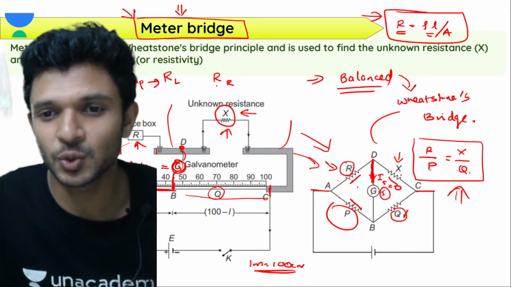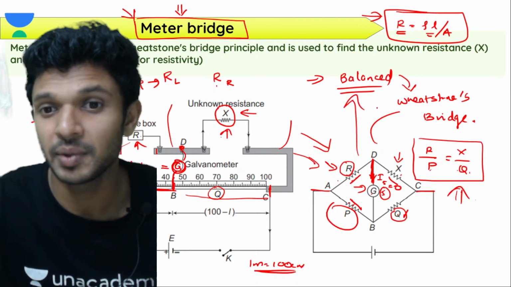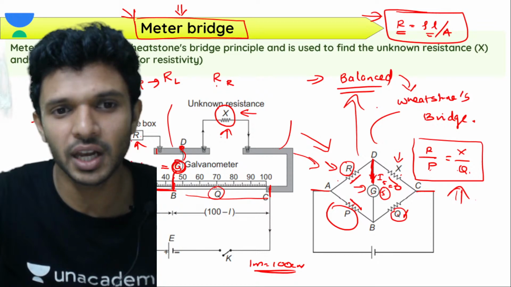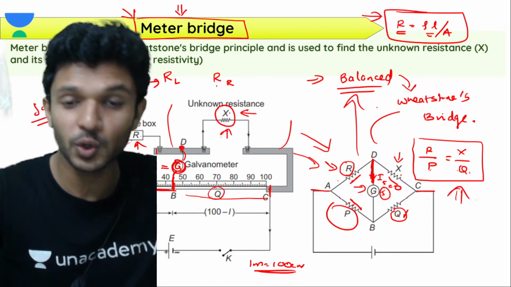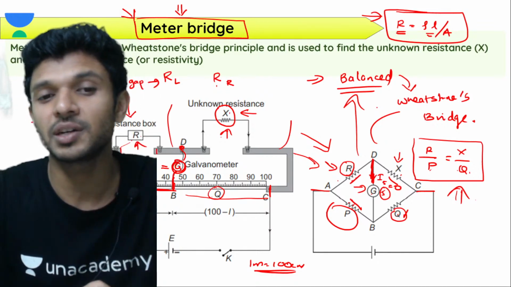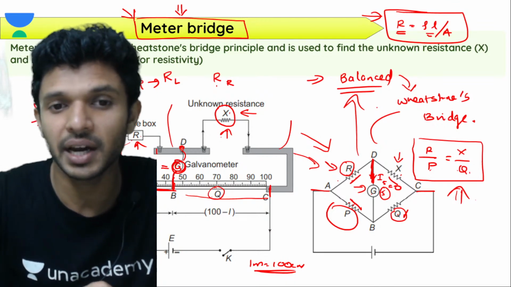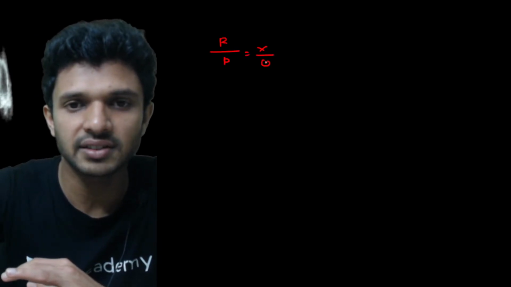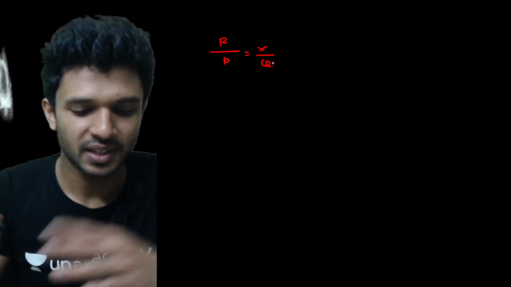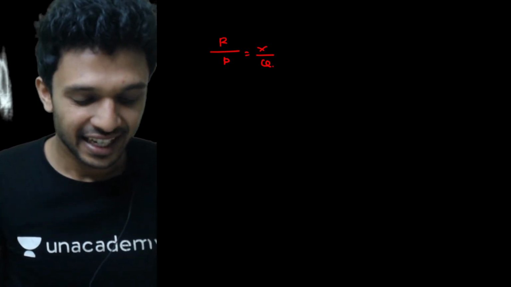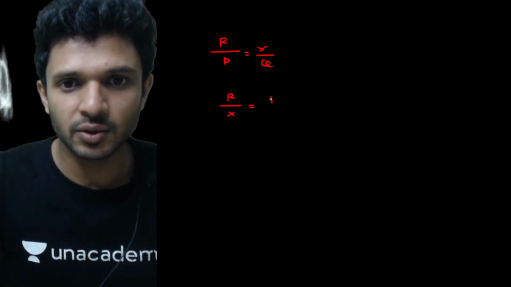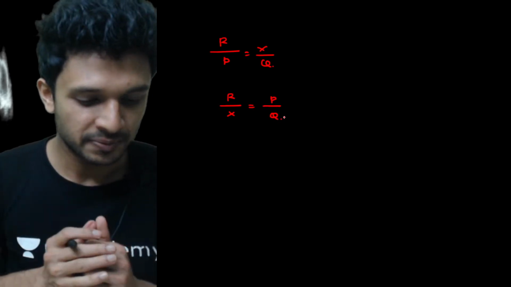That means the current through the fifth resistor is 0. That means now it became a balanced Wheatstone bridge. So can't I write the formula R by P is equal to X by Q? Yes, when the current through the galvanometer becomes 0, I can write R by P is equal to X divided by Q. Can I write it here? R by P is equal to X divided by Q. Any problem till here? I'm just going to rearrange: R by X is equal to P divided by Q.